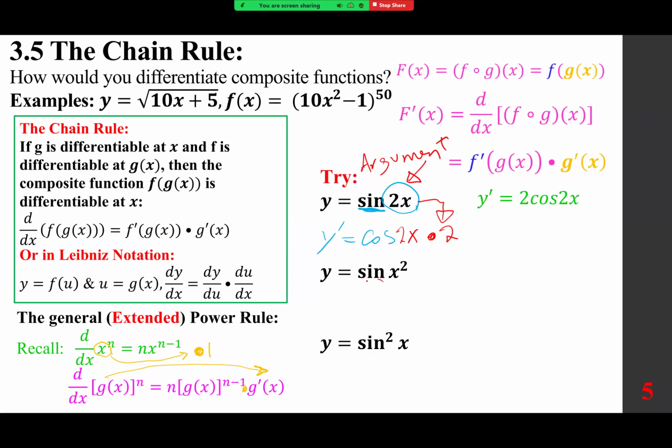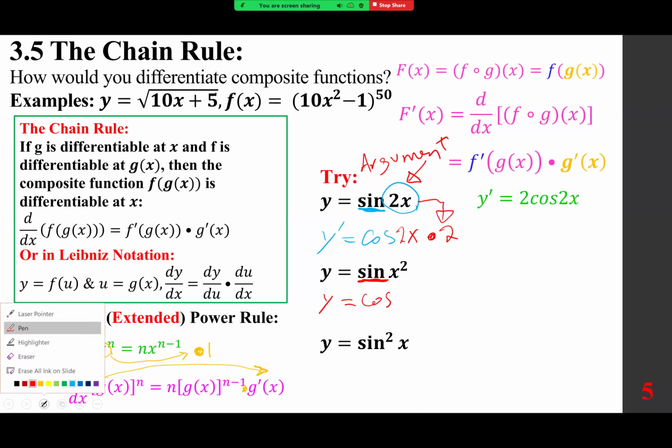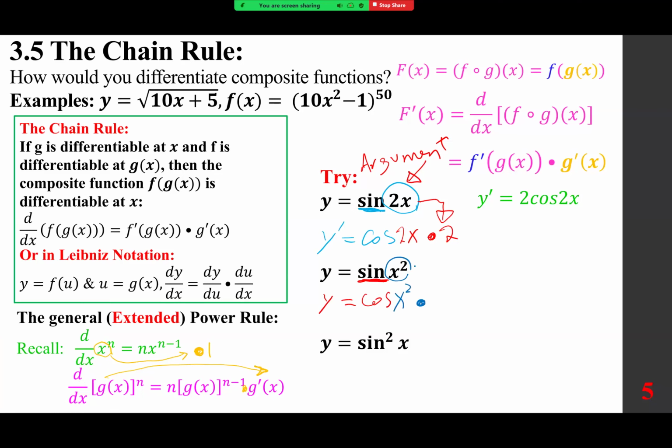We do the same thing here. We read y equals sine, and we pause. The answer is again cosine. Every trigonometric function must have an argument. The argument of sine is x squared. So cosine of the same thing, x squared. By the chain rule, you need the derivative of x squared, which is 2x. You put the 2x in front. Y prime is 2x cosine x squared.